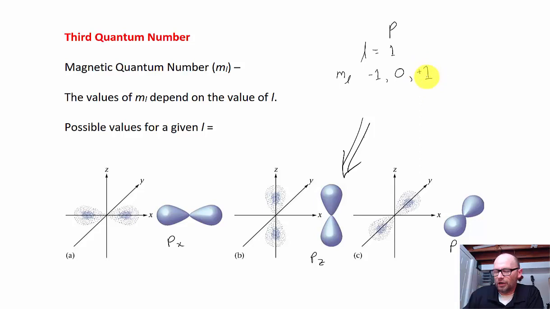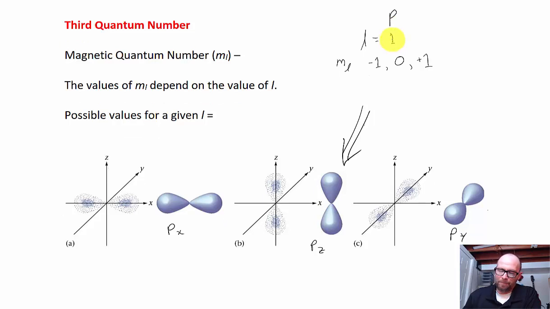And what that really tells me is this orbital can hold 2 electrons, this can hold 2, this can hold 2, which gives me a total of 6 electrons that fit into my p orbitals at any energy level. The values of ML, like it said, depend on the value of L, the second quantum number. And the way you do that, it's negative L to positive L and all the integers in between that.